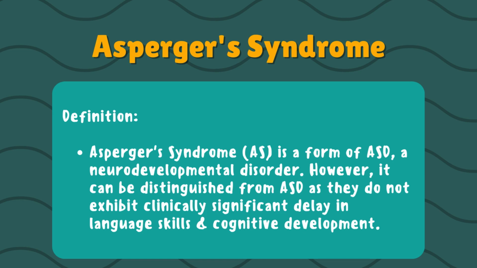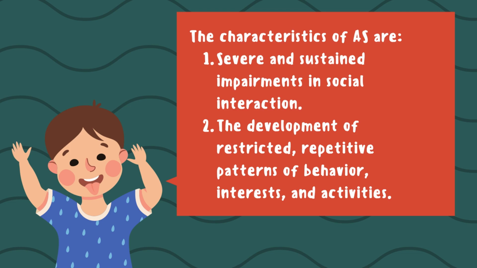Now, I will talk about Asperger syndrome. Asperger syndrome is a form of ASD, a neurodevelopmental disorder. However, it can be distinguished from ASD as they do not exhibit clinically significant delay in language skills and cognitive development. There are two characteristics of Asperger syndrome. First, severe and sustained impairments in social interaction. Second, the development of restricted, repetitive patterns of behavior, interests, and activities.